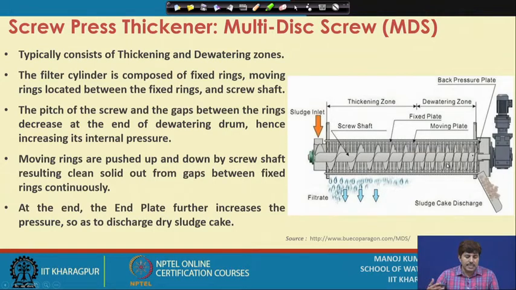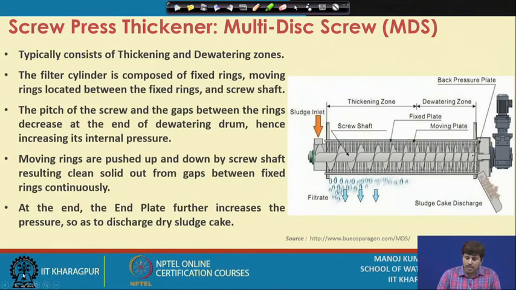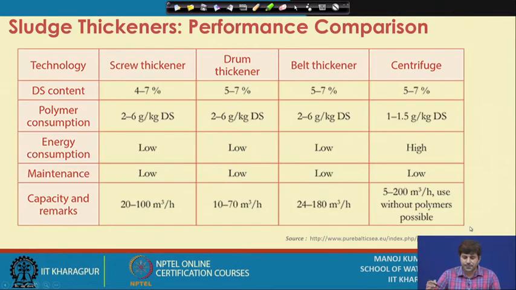So, this increases the internal pressure, and these moving rings are pushed up and down by the screw shaft. This is your screw shaft over here, and it moves that way, and the end plate further increases the pressure, so that discharge of the dry sludge takes place from this side, and the water filtrate comes predominantly from this side.